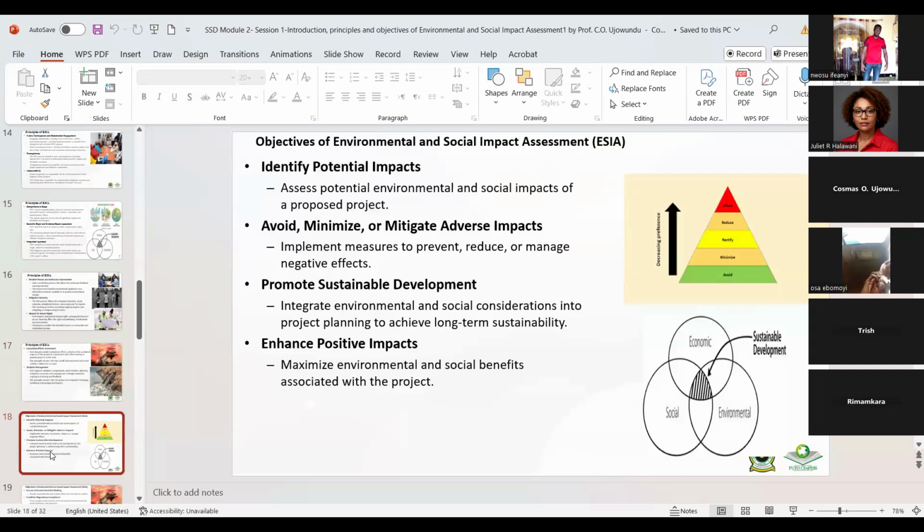Then we go into the objectives, or what are the objectives of social and environmental impact assessment. The first thing you do in this is to identify potential impact. That is the first objective. The next thing is you avoid. You avoid, you minimize. You can see the diagram here is showing the hierarchy of control. The next one, you promote development.